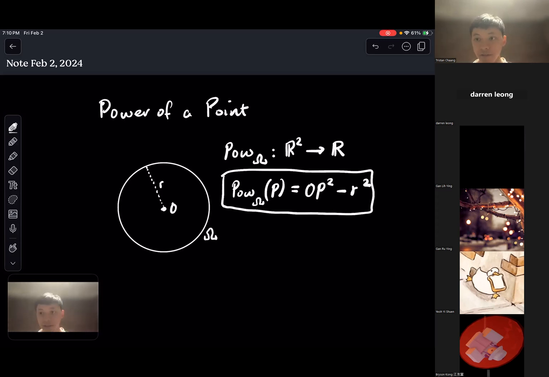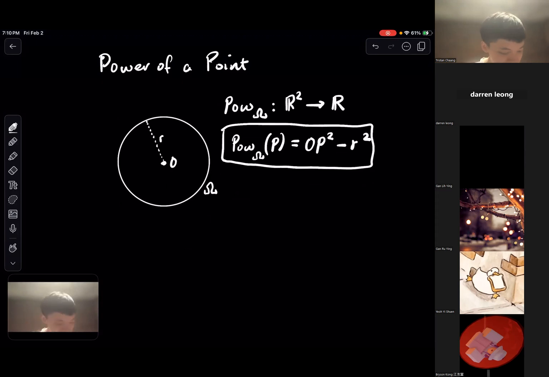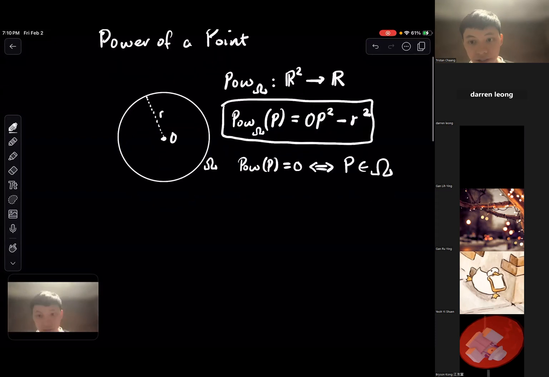So with this simple definition, we haven't learned any properties yet. I'm using the uppercase omega here. Yeah, the one you're using is the lowercase, but I didn't want to use it because it looks like a W. So now we can see a lot of properties. For example, the power, I'm just not going to write the subscript when I'm lazy, is 0 if and only if P is on the circle. If it's inside the circle, it's negative. If it's outside the circle, it's positive, right?